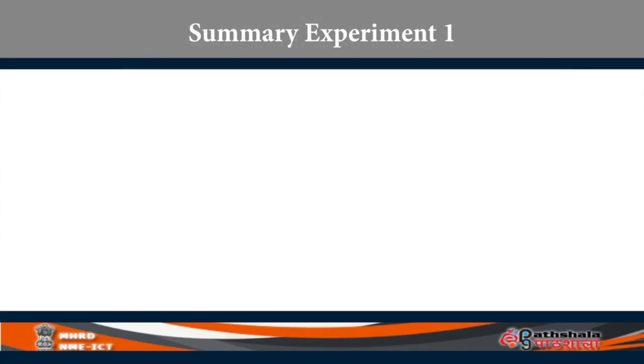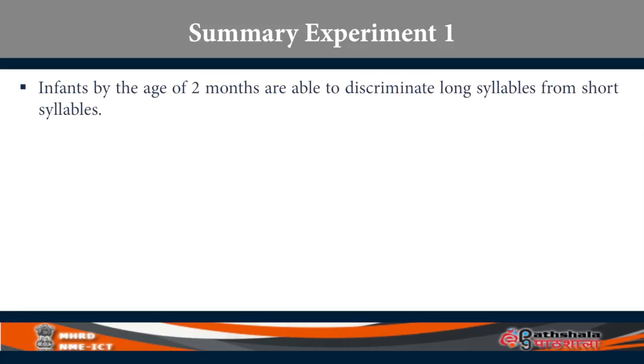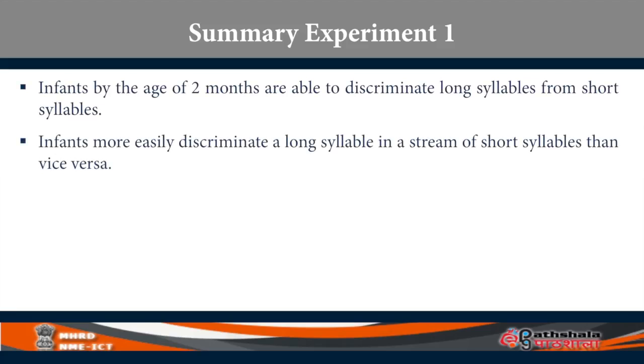Basically, how they summarize the results of this experiment is, infants by the age of 2 months are able to discriminate long syllables from short syllables. Infants more easily discriminate long syllables in a stream of short syllables than vice versa. That's the difference. For whatever reason, if you have short, long, short, long, in a stream of short syllables, they were able to detect the long syllable rather than the other way around. Infants also show positivity and not negativity.